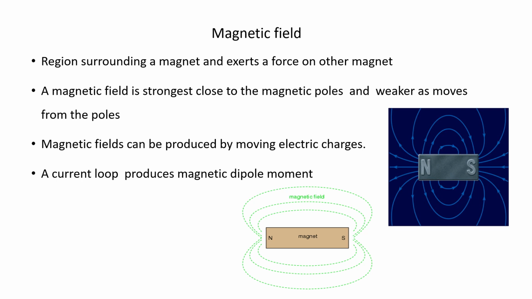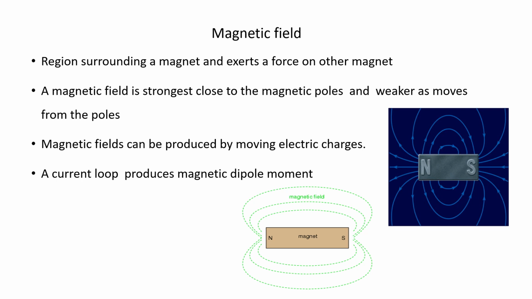The magnetic field can be produced by moving electric charges. A moving electric charge will produce a magnetic field. A stationary charge will produce an electric field, but a moving electric charge will produce a magnetic field.